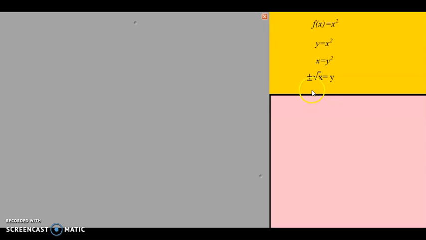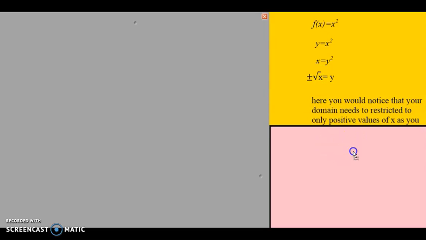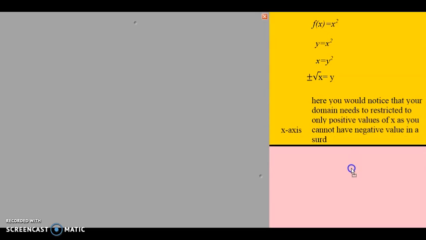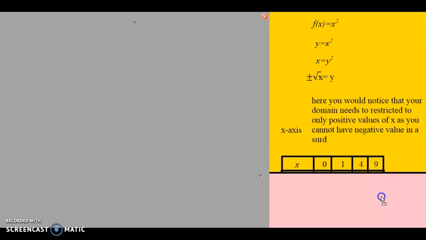I notice also that this is a square root, so I will have restrictions that will take place here. X cannot be less than 0. X must be positive. So we notice that the domain will have to be restricted and only positive values of x will be allowed. I cannot have negative values in a surd form.